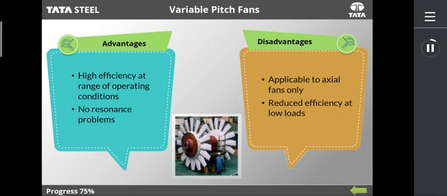Variable pitch fans change the angle between incoming airflow and blades. Following are the advantages and disadvantages. Advantages: high efficiency at range of operating conditions. No resonance problems. Disadvantages: applicable to axial fans only. Reduced efficiency at low loads.